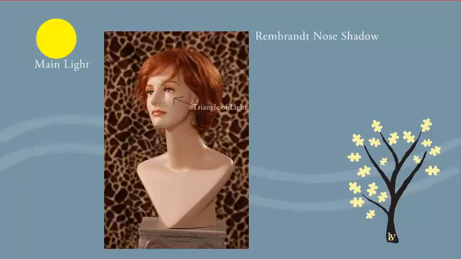Rembrandt nose shadow is created when the light source is to the side of the model. This is created when you turn the face towards the light, but also the light must be slightly higher so that the nose shadow will meet with the shadow of the cheek, creating a triangle of light under the eye.